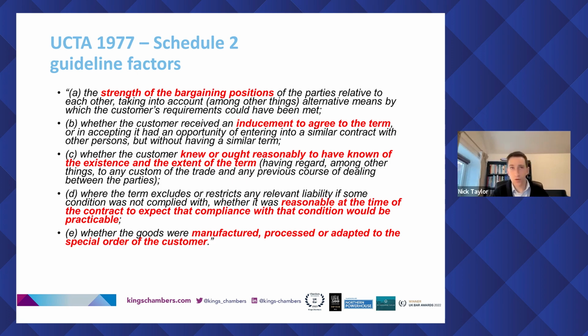So, for example, if your client has bought a very specialist piece of scientific equipment, which only really one company in the world manufactures, that company will obviously have the stronger bargaining position, as there would be nowhere else for your client to go. Subparagraph C, you ought reasonably to have known of the existence of the term. Well, again, that's probably similar factors there to when considering onerous terms in terms of sufficiency of notice, but it also does expressly refer to custom of the trade.